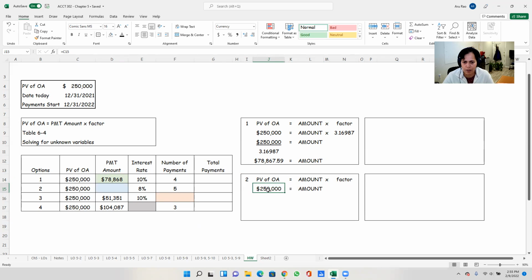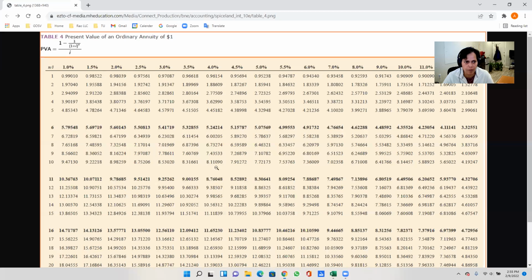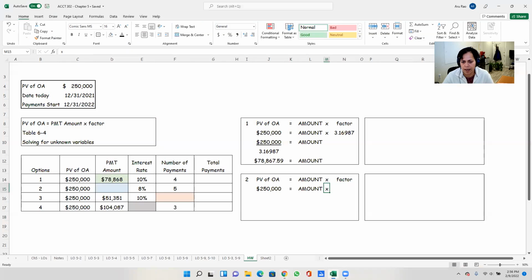We are starting out by saying the exact same thing over here. We know the present value. We don't know the amount. We're going to look up the factor. For the factor, 8%, 5 periods. Let me go to my table. 5 periods, 8%. The factor is 3.99271. Write that down. Go to your table. Go back to your Excel table here and put that number.